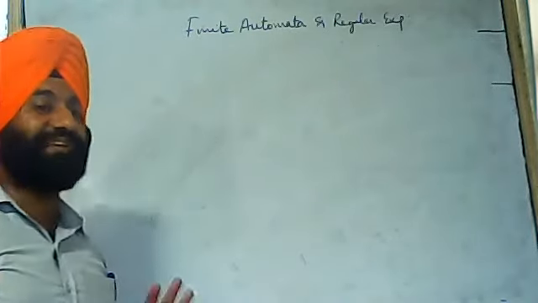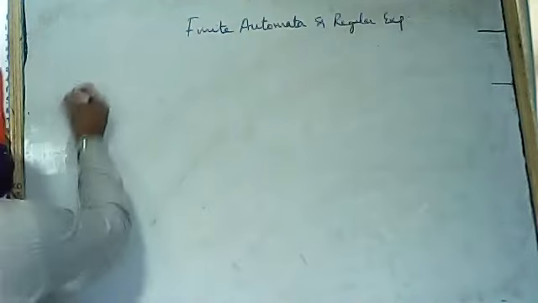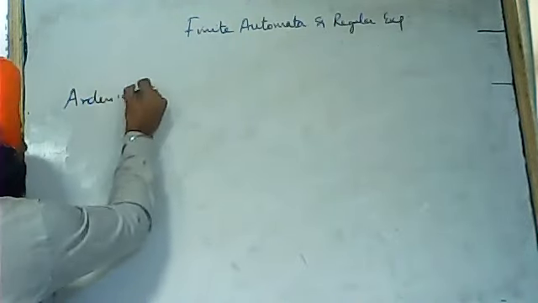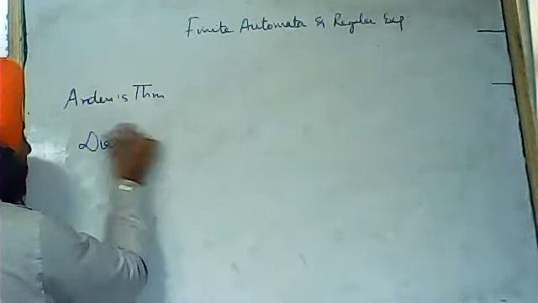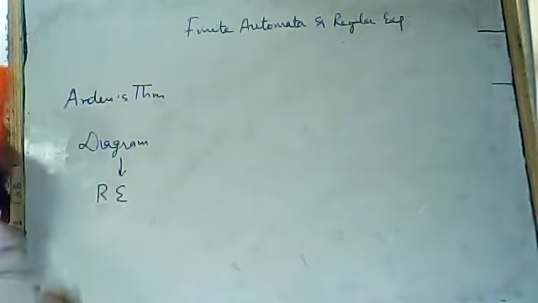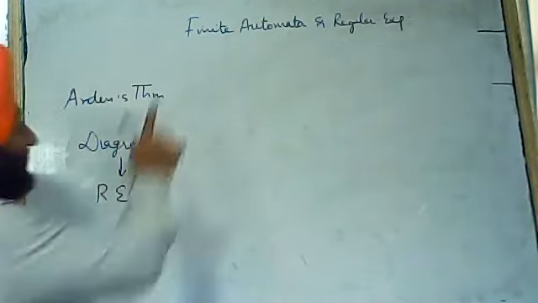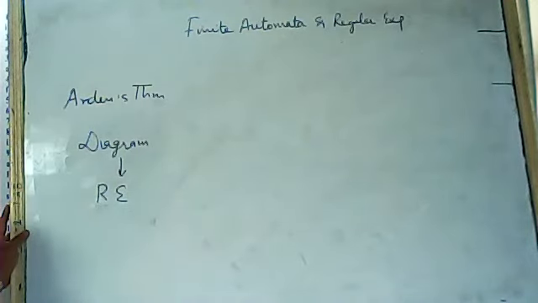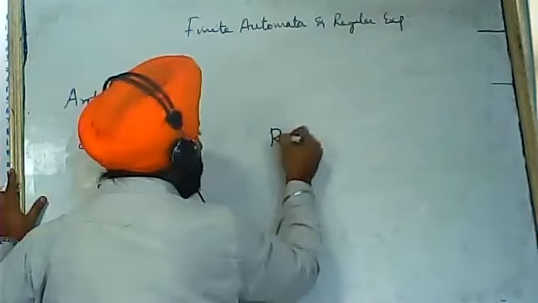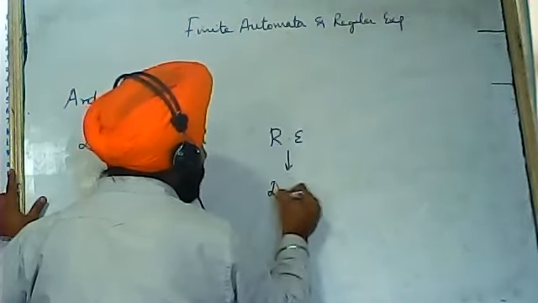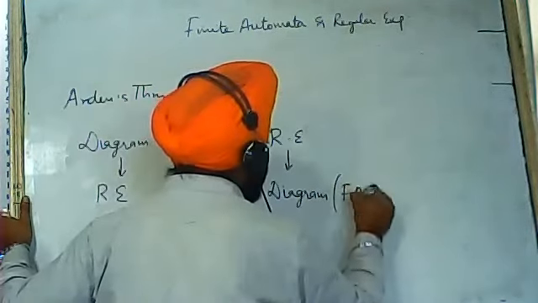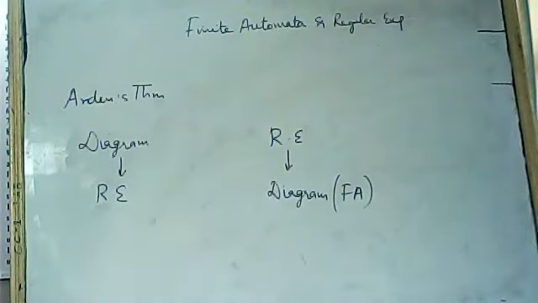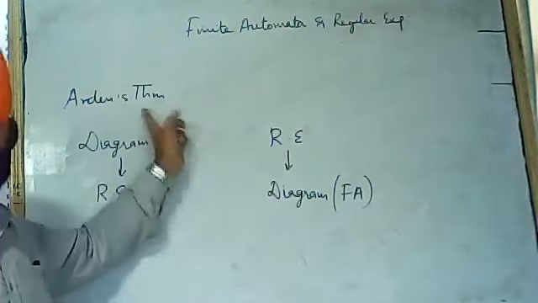In this, a regular expression is given to you. In Arden's theorem, we did that: a diagram is given, and from the diagram you find the regular expression. But in the case of finite automata and regular expression, a regular expression is given to you, and you will have to draw the diagram, that is, draw the finite automata. So it's the reverse process of Arden's theorem.